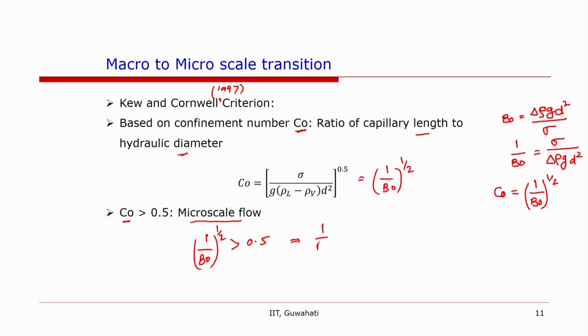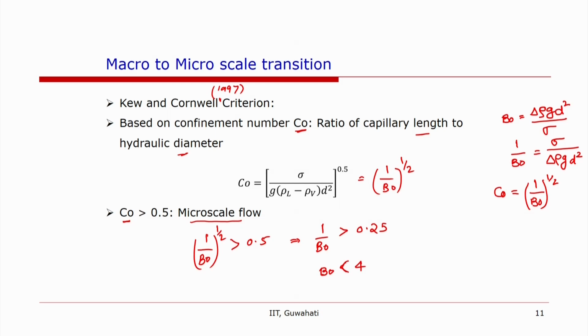So that means 1 over bond number is greater than 0.25, or when bond number is less than 4, and 1 over 0.25 is 4. So when bond number is less than 4, then the flow can be termed as microscale. This means that when the bond number is less than 4, the surface tension starts becoming important when compared with the buoyancy force.